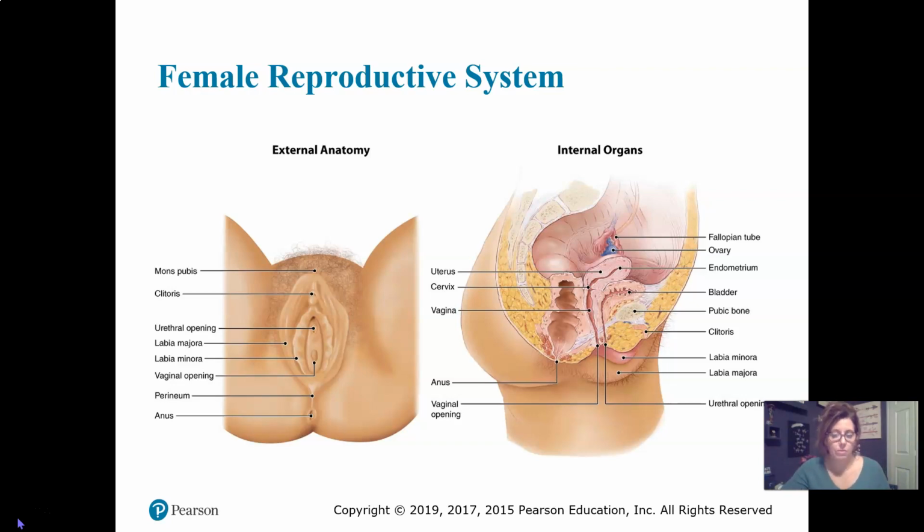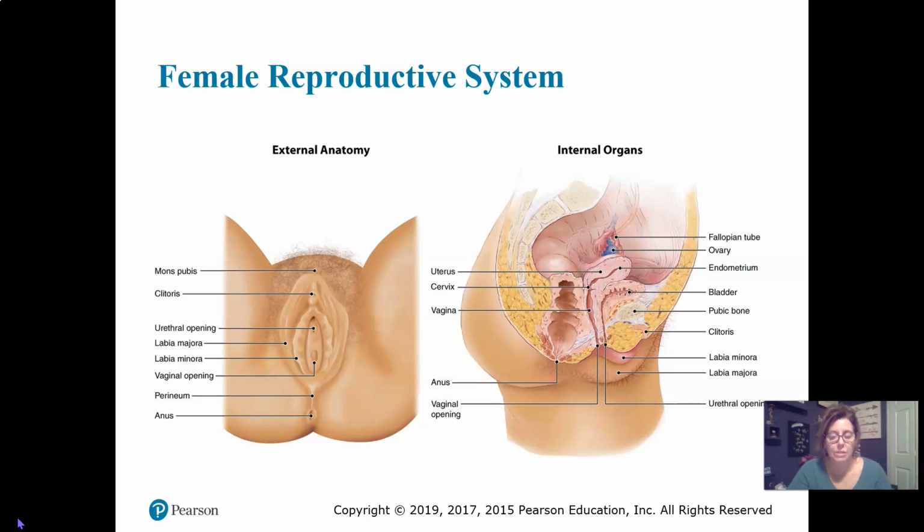The internal female genitals include the vagina, which is the passageway from the uterus to the outside of the body. The uterus, or womb, is a hollow, muscular, pear-shaped organ. The endometrium is the lining of the uterus. The cervix is the lower end of the uterus.